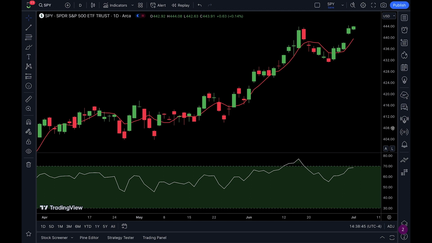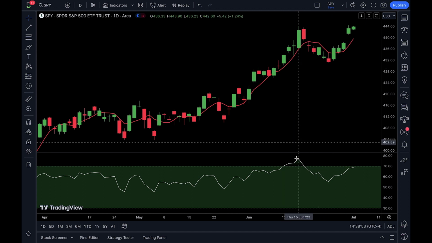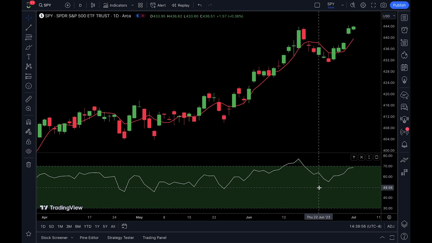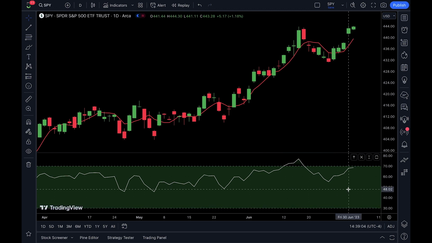Okay, here is the daily candlestick chart for SPY. This is just the example that we're going to use. On the top, obviously, you have the price action. The red line is the 5 SMA. Down here at the bottom of the chart is the RSI. 70 is this horizontal dashed line, and then 30 is this horizontal dashed line down here. So as long as it's within the green shaded area, then we're good.